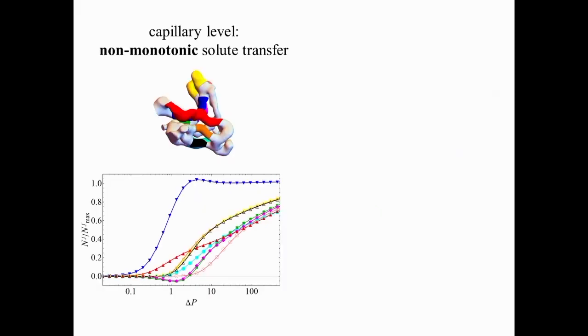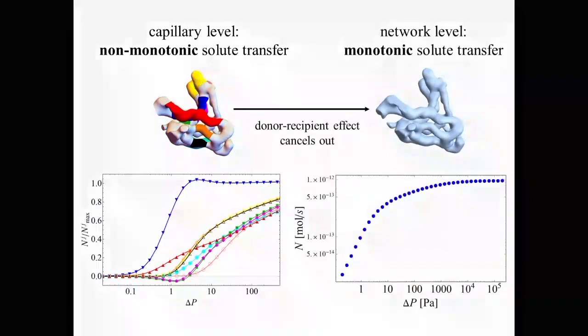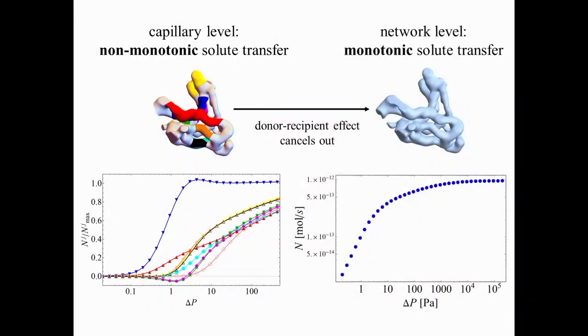So just to make this point very clear, we have non-monotonic scaling at the level of individual capillaries, but we always have monotonic scaling of the transport at the level of a network. And that's because the donor-recipient effect cancels out. So at the level of individual capillaries, some capillaries give and others take, but it doesn't affect the network.